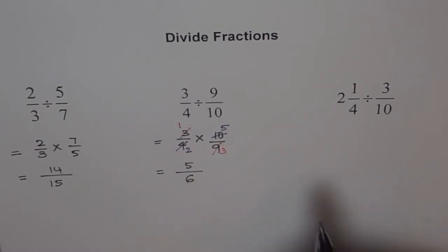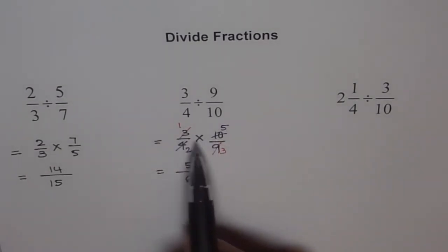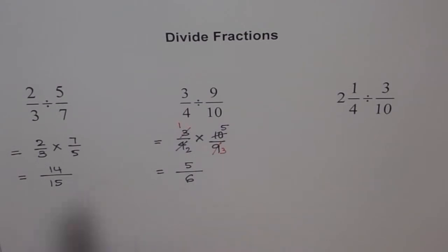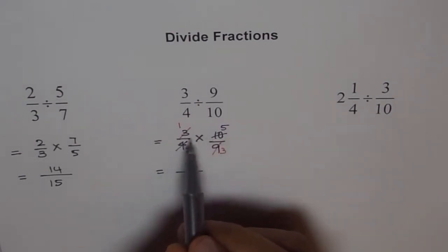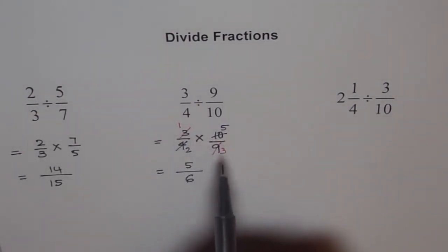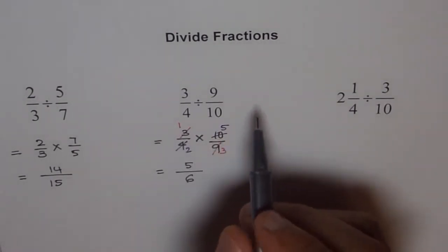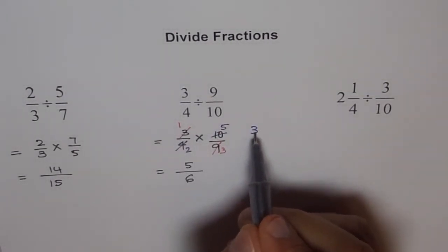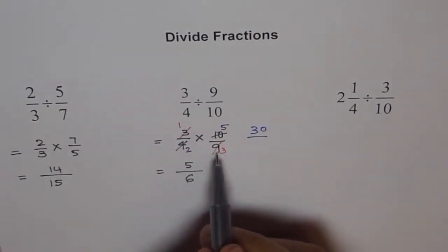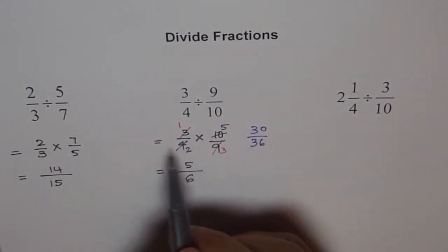I have also seen students multiplying first and then simplifying. That is not wrong. I shouldn't say that is wrong. That is also correct, but then you have to deal with bigger numbers. So I would like you to avoid those big numbers, okay? Let us say you didn't cancel. In that case, what will you get? You will get 3 times 10 as 30, right? So you will get 30 over 4 times 9 as 36, if you do it like that, correct?